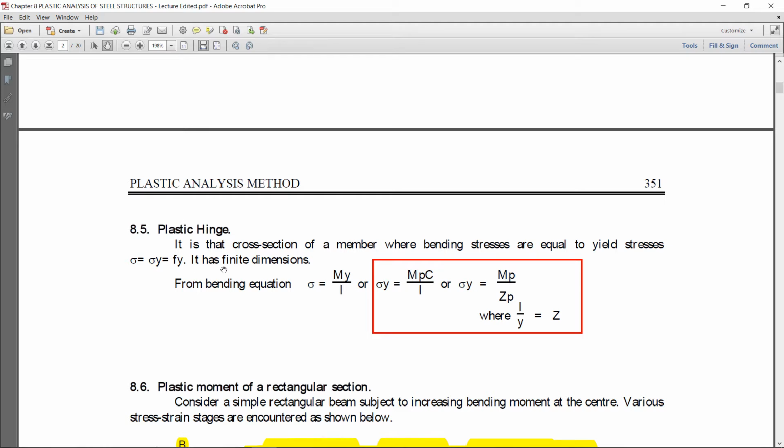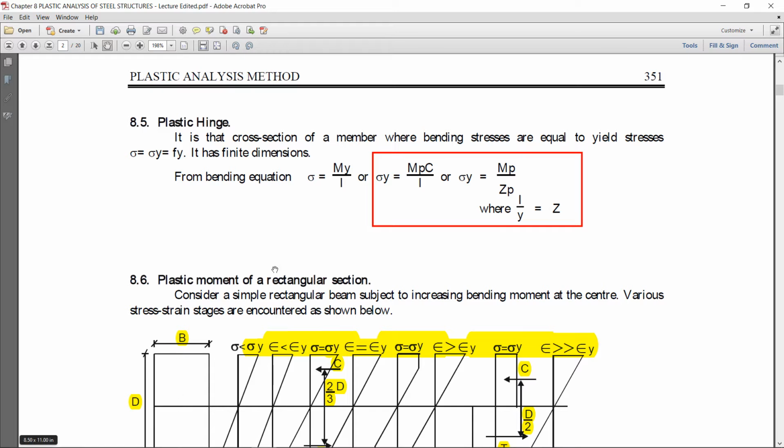It has finite dimensions. From the bending equation that we already know, the basic bending equation, sigma, the stress, is equal to My over I, where M is the moment, y is the distance from the neutral axis to the extreme fiber, and I is the moment of inertia. When it reaches the yield point, the stress will be yield, and the moment will be the plastic moment. Here y is replaced by c, that is just nomenclature.